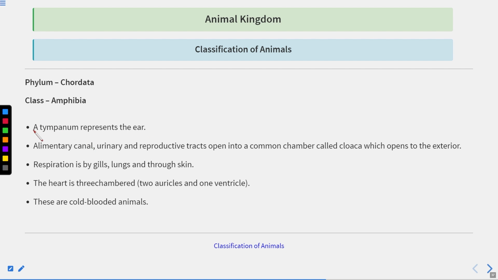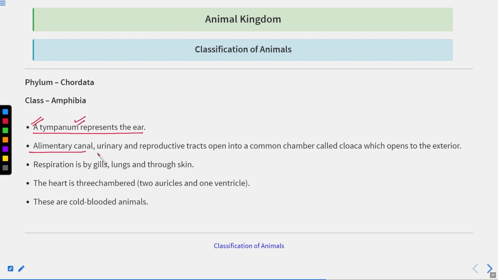Tympanum represents the ear. First time this is having the tympanum, means the tympanic membrane. Okay, but there is just an opening that shows the ear. There is no external ear as we see in the case of humans. So this is the external ear, and that is the opening. Inside the opening, we are having the tympanic membrane. So this frog is also having that membrane, but they are not having any external ear.